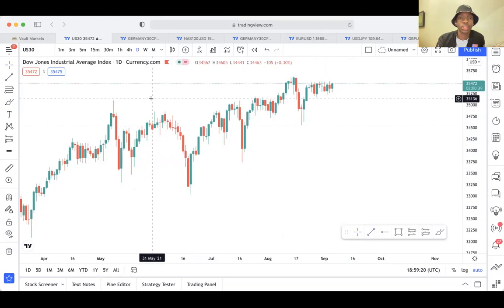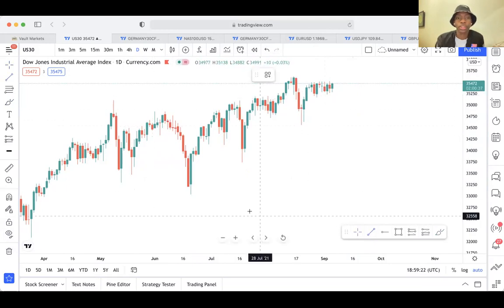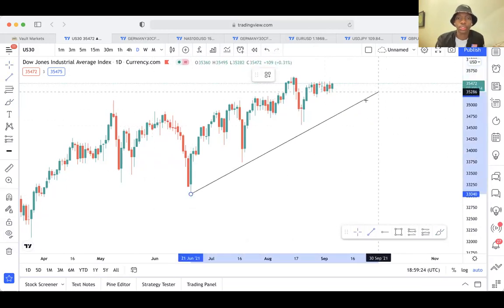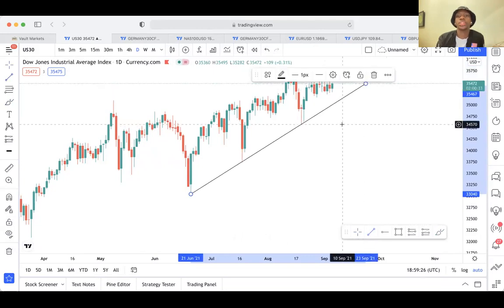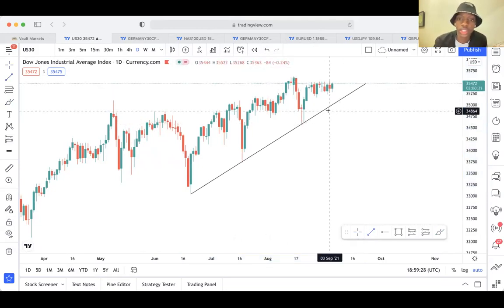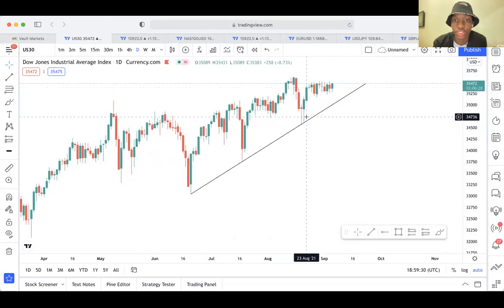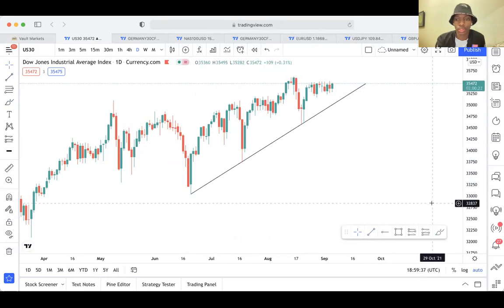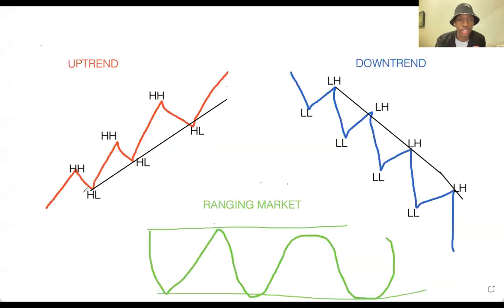Okay, let me just delete all this first. Let's draw our trend line. So as you can see, 3 touches, guys. Simplicity is key. This would have been an entry point to buy. And as you can see, the market shot up, just as I said. First touch, second touch, third touch, bought. You see what I'm saying?